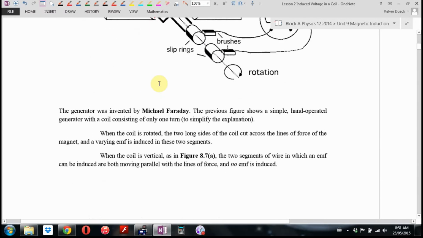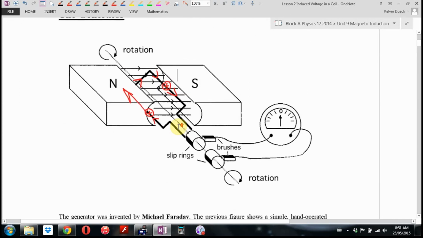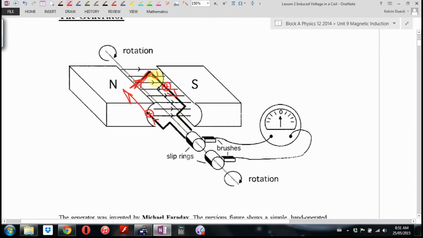So, the generator was invented by Michael Faraday. The previous figure shows a simple hand-operated generator with a coil consisting of only one turn to simplify the explanation. When the coil is rotated, the two long sides of the coil... Now, by the way, this section right here is parallel to the magnetic field, so no force will be exerted on it. Sorry. All of the action occurs on these two sides that are perpendicular to the magnetic field.